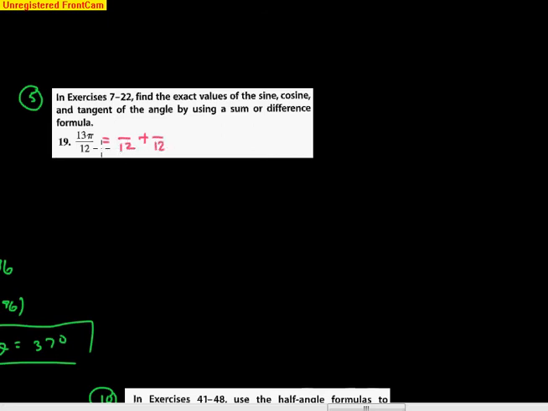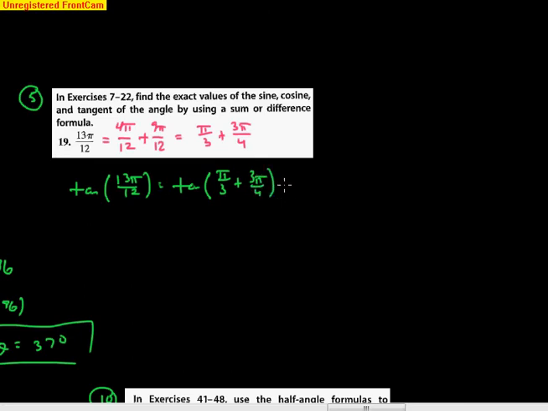Start with your denominators of 12, and now ask yourself, what two numbers can make 13? And again, there's multiple options here, but I'm going to go with a 4 pi and a 9 pi. That gives me 13 pi. And now I will simplify this. I can divide both of these by 4 and get pi over 3. I can divide both of these by 3 and get 3 pi over 4. These two unit circle angles will give me 13 pi over 12. So what I will do is I will take the tangent of 13 pi over 12 as the tangent of the sum of pi over 3 plus 3 pi over 4.